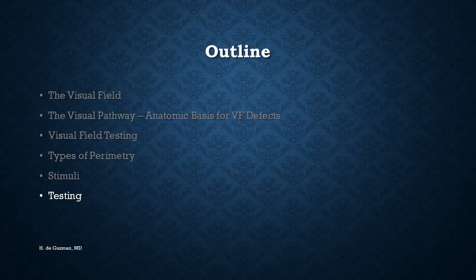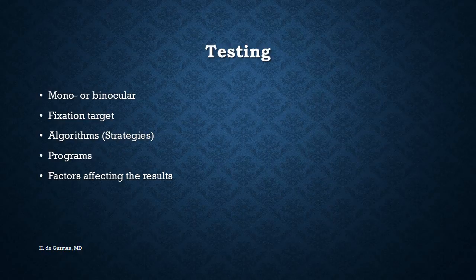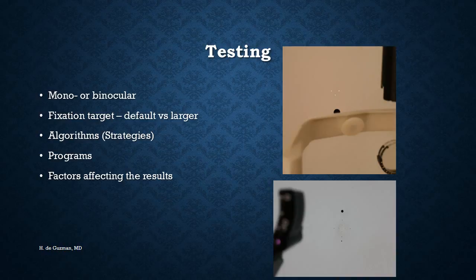Now we'll talk about testing. Perimetry testing can be done either monocular or binocular. The fixation target usually has a default one, and then for patients with maculopathy, you can request a larger target.